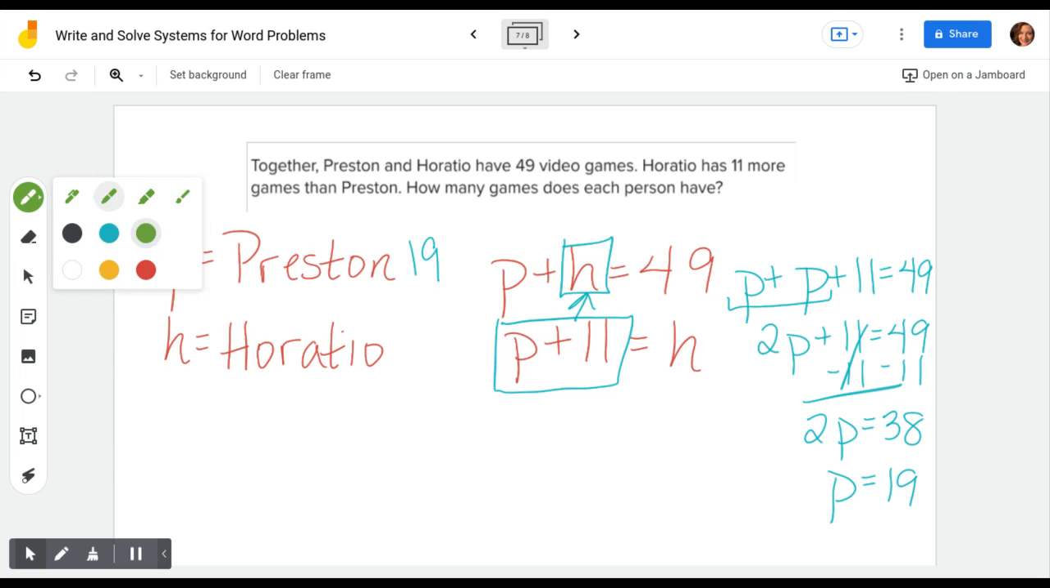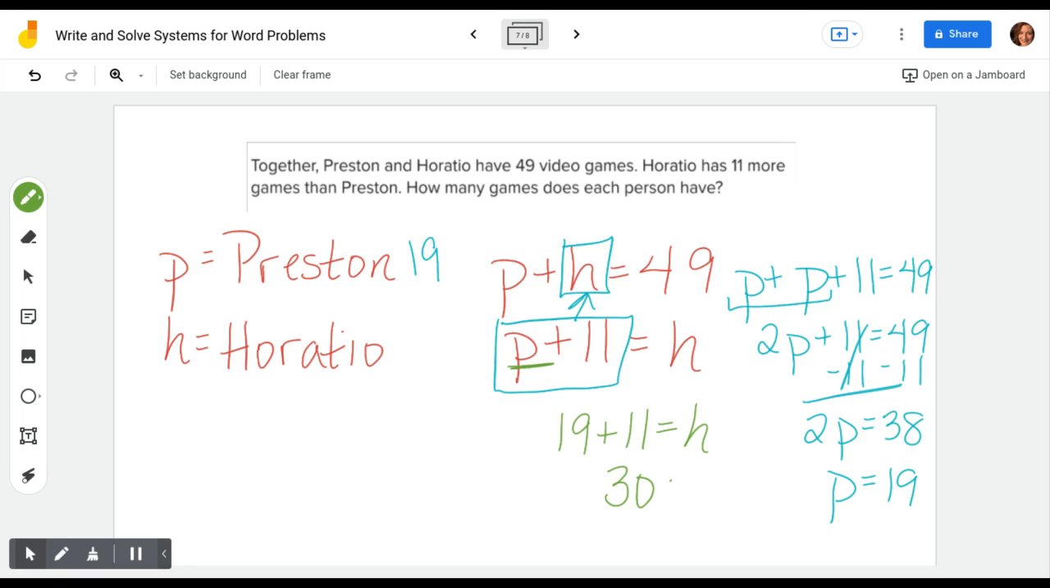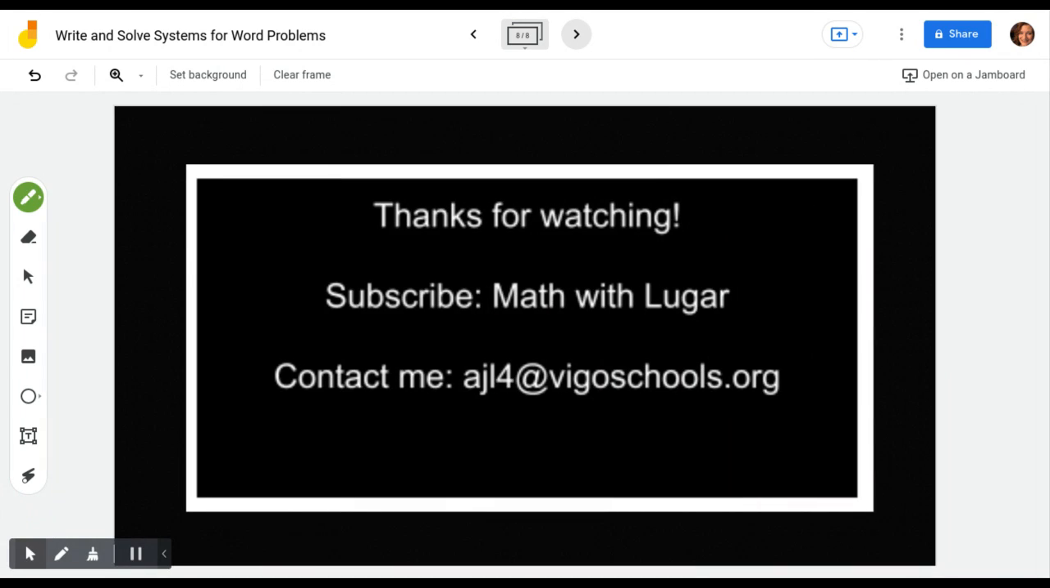To get Horatio's, I'm going to plug that answer back into this equation here instead of P. So I'm going to say 19 plus 11 equals H. So 30 equals H. So Preston has 19 and Horatio has 30. That's that. Just remember your first equation needs to represent the total, and your second equation shows how they're related.